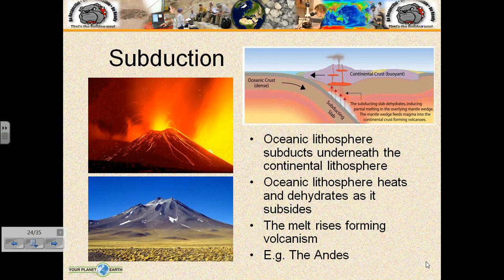Here are classic cases, effects rather, of subduction. Here you see an image of a volcano or mountain formation. And again, the oceanic lithosphere subducts underneath the continental lithosphere. So again, the oceanic crust goes underneath it, and the continental crust goes above. Now, the oceanic lithosphere heats and dehydrates as it subsides, and the melt rises, forming volcanism. So an example of this would be the Andes Mountains.